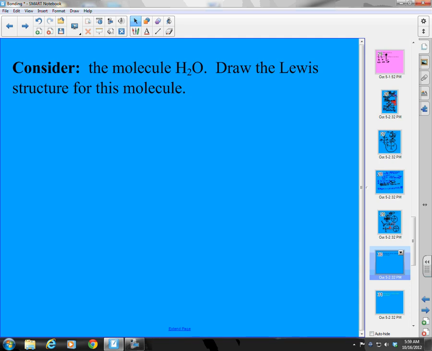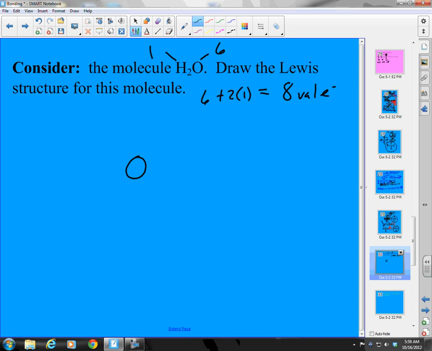Water. Okay. How many valence electrons from hydrogen? 1 each. How many for oxygen? 6. So I have 6 plus 2 times 1, and that means I have 8 valence electrons. Good. What's going to be my central atom? Not hydrogen, so I'm going to put oxygen in the center. We're going to bond our hydrogen to it.